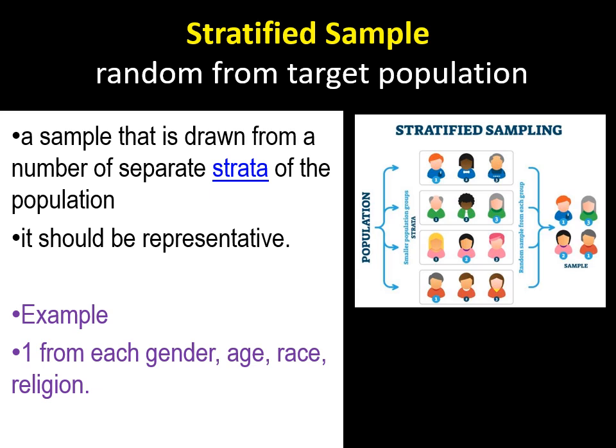You could do it by gender. You could do it by age. You could do it if you were doing the racial makeup of Winston-Salem and you wanted input, or you could do it by subdivisions, smaller towns around Winston-Salem. You could do religion if you wanted to have everybody's input. So there's different ways we can stratify.